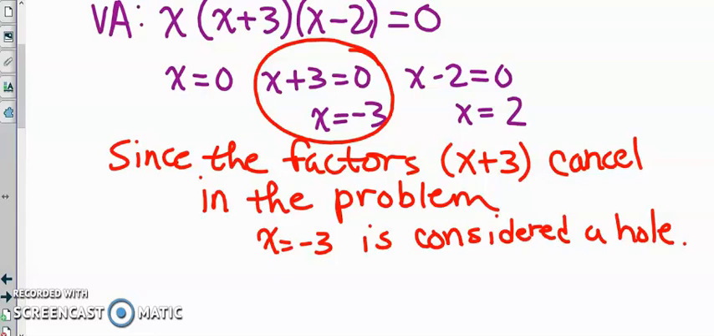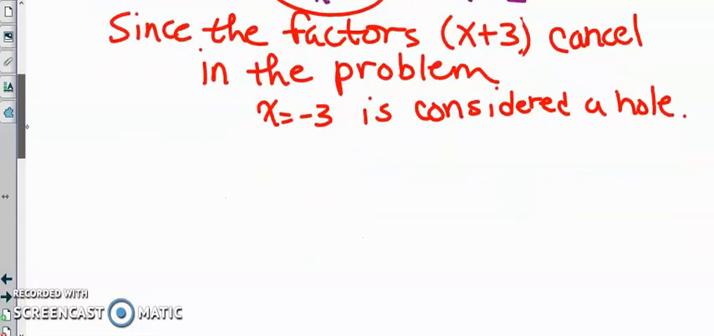All right, so with that, be careful when you're doing this. Don't just automatically say, oh, it's a vertical asymptote, and be done, because it might not be. It might actually be a hole. All right, so let's take a look at our horizontal asymptote now.